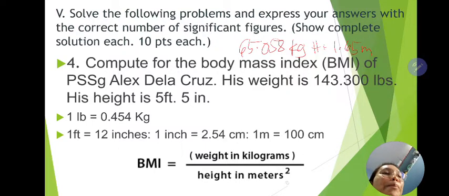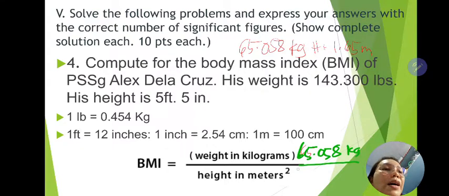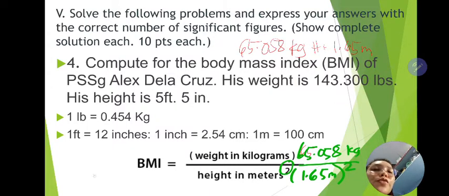So, to compute this, we have 65.058 kilograms divided by 1.65 meters. Pero kailangan natin siyang square or raise to the second power squared. So, from your mathematics, unahin muna natin square yung nasa dulo. Or, depende sa pag-compute nyo.